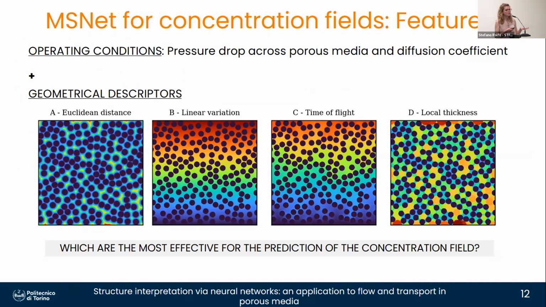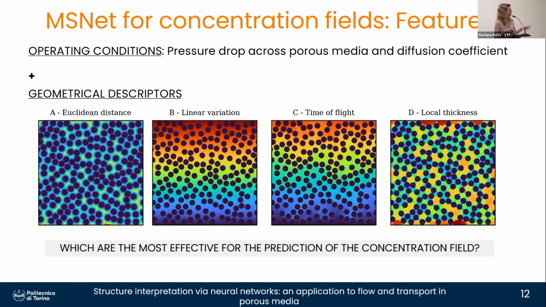The point we had to solve was which input features are needed by the network in order to predict the concentration fields. Differently from the prediction of the flow fields, which was just a geometric problem, in this case we have both geometry and operating conditions. So we have to provide the network with the geometry of the porous media and with the operating conditions that govern the transport phenomena that we study. So we have to provide the network with the pressure drop across the porous media and with the diffusion coefficient of the chemical species that is transported in the porous media.